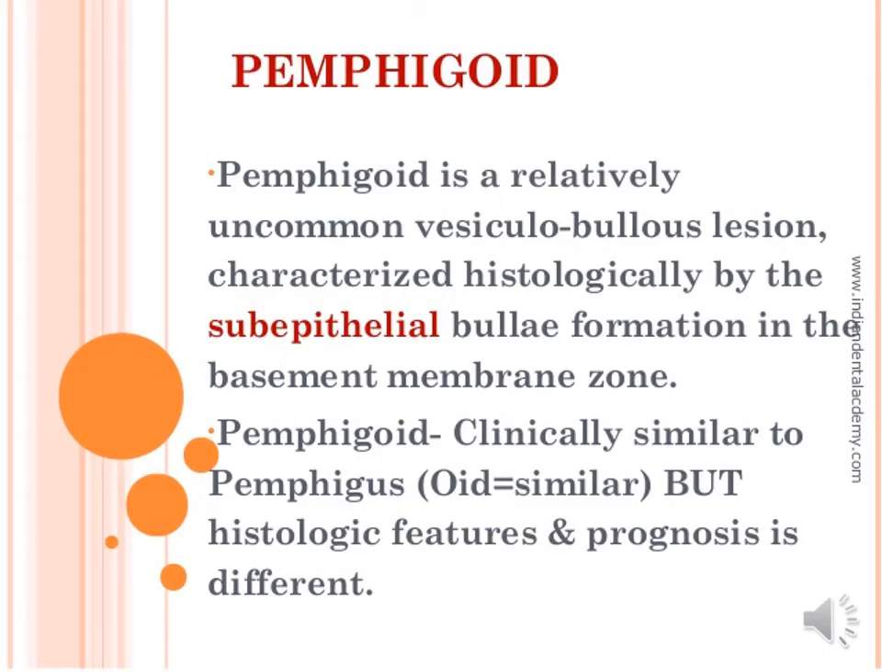Now we go to another topic, pemphigoid. Pemphigoid is a relatively uncommon vesicular bullous lesion characterized histologically by subepithelial bulla formation in the basement membrane zone. Pemphigoid is clinically similar to pemphigus, with similar histological features, but the prognosis is different.